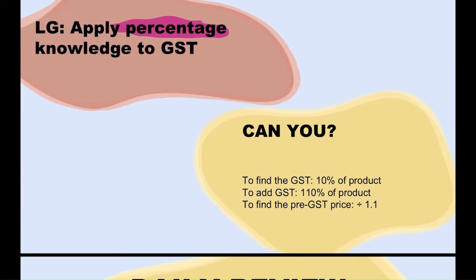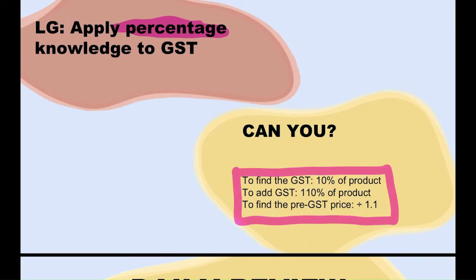What I want to do is draw your attention here to the success criteria before we get started, because this actually tells you exactly what you need to do to answer the three different types of questions we're going to be getting today. We're either going to be finding the GST itself, where we're looking for 10% of the value of the product. Remember, when we're finding 10% of the product, what we're really doing is 10% times the price of the product and putting that straight into our calculator. So to find just the GST by itself, we're doing 10%.